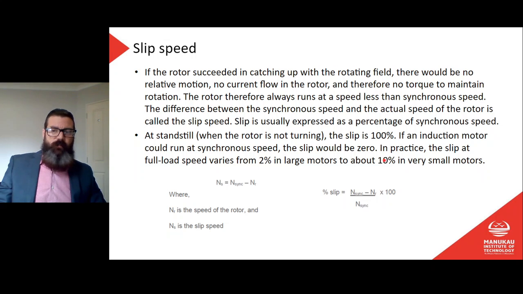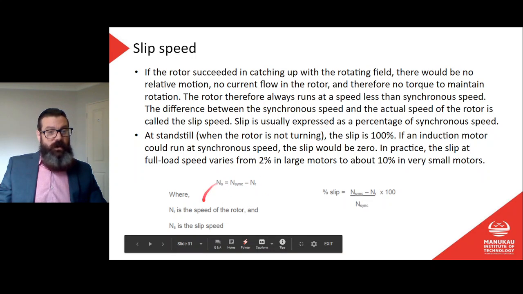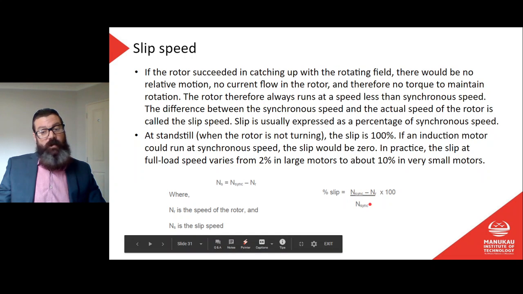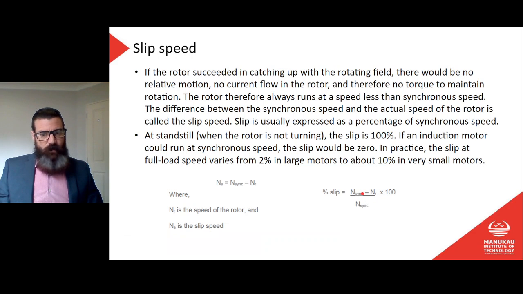Now in practice, the slip at full load speed varies from 2% in large motors to about 10% in very small motors. So we're going to do synchronous speed, that's our theoretical full speed, minus the actual full speed is our slip speed, and then our slip percentage is going to be our synchronous speed minus our actual speed, divided by synchronous speed, times 100. So we're just working out the percentage of synchronous speed that our slip speed represents.